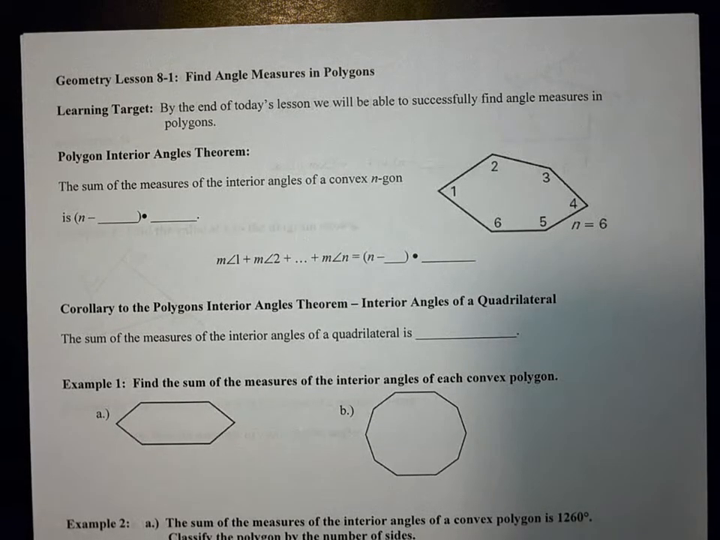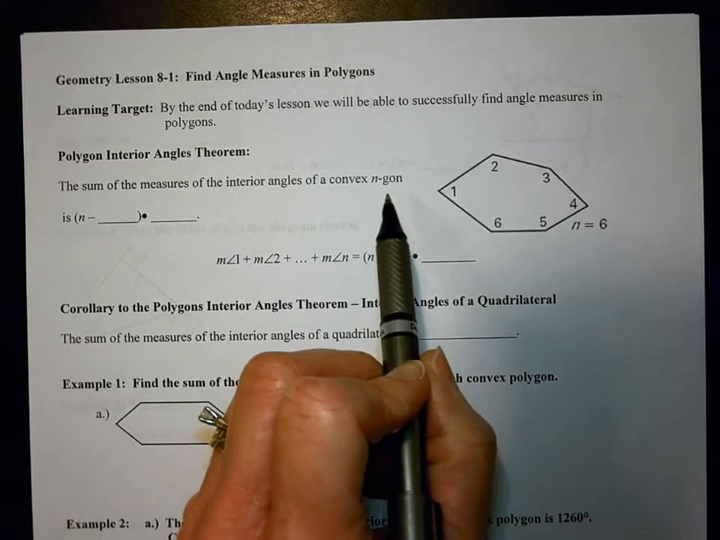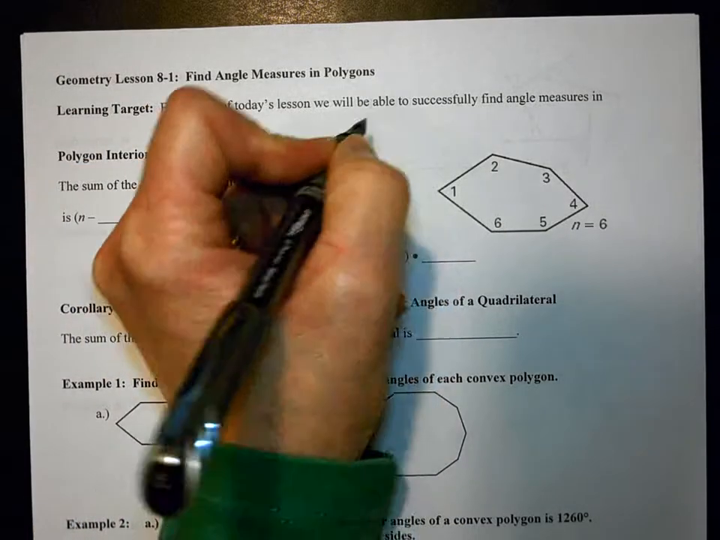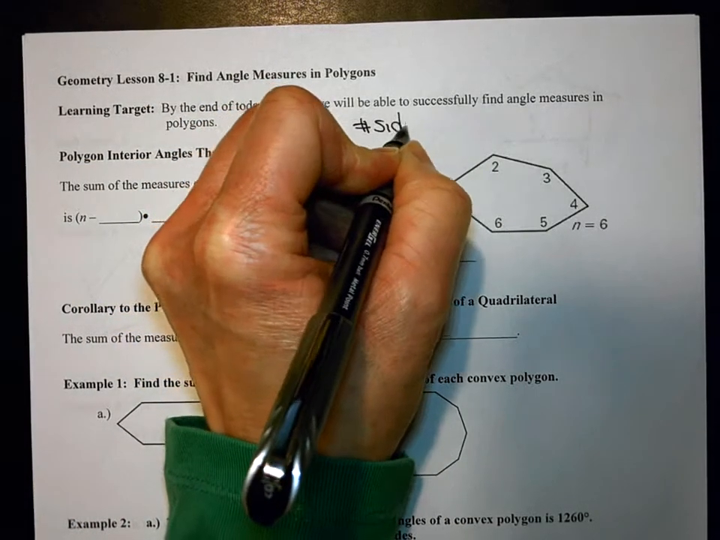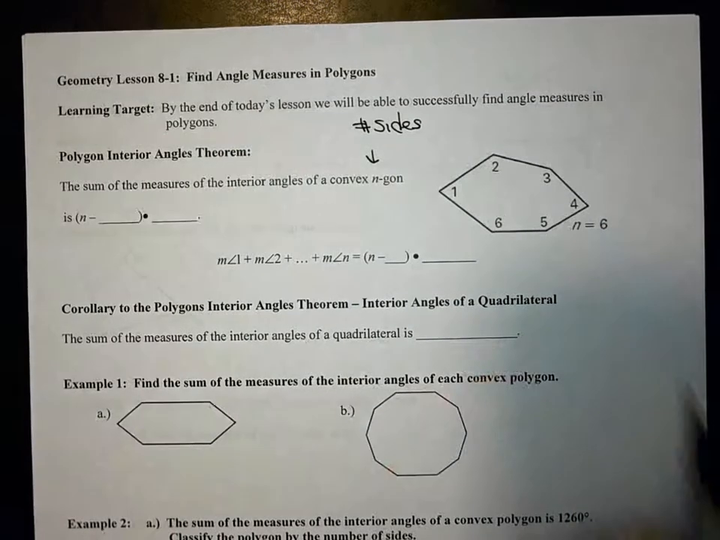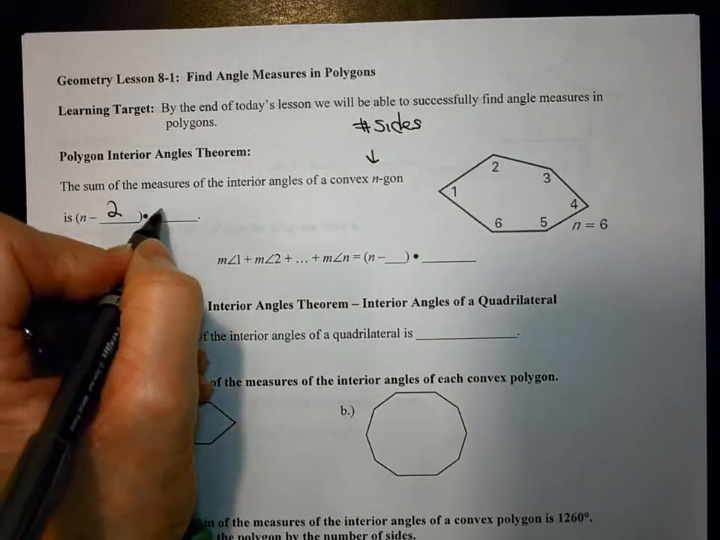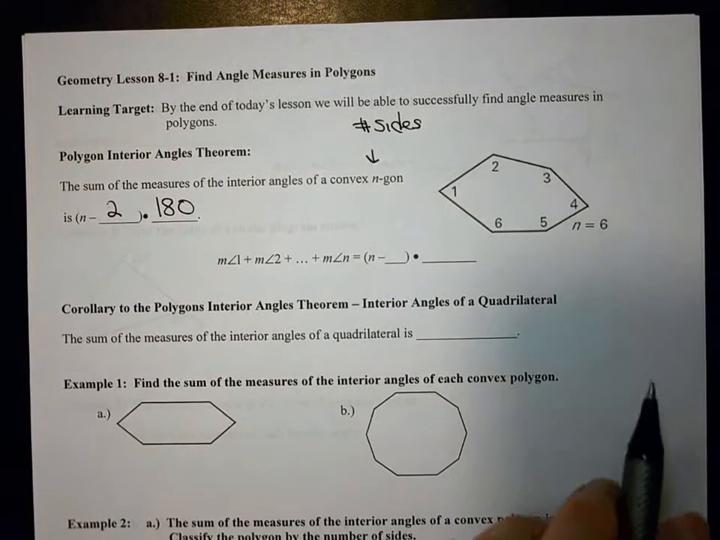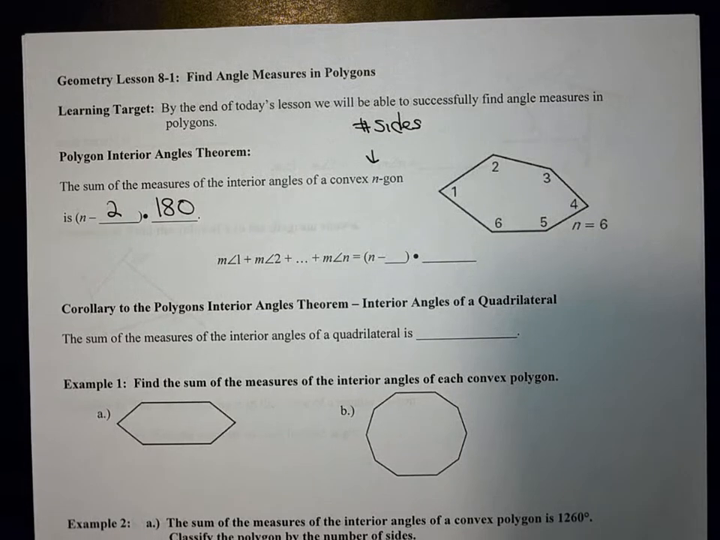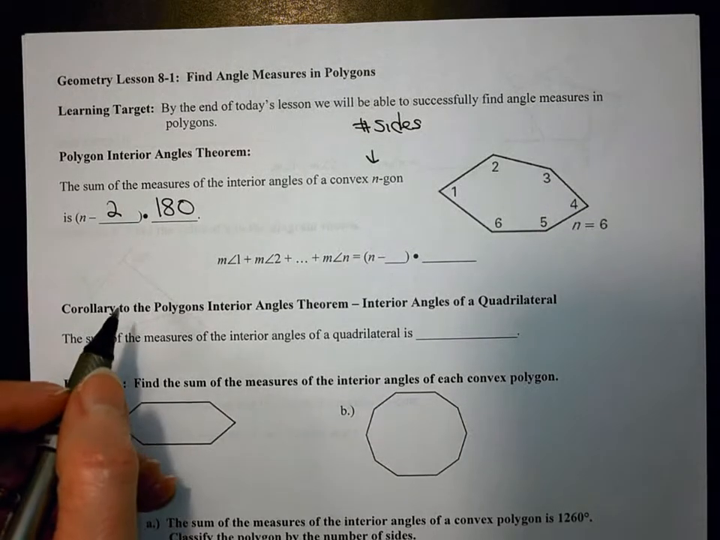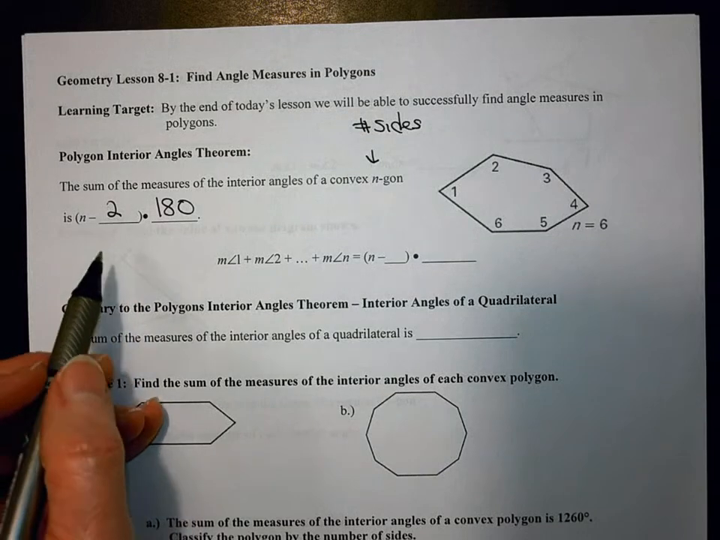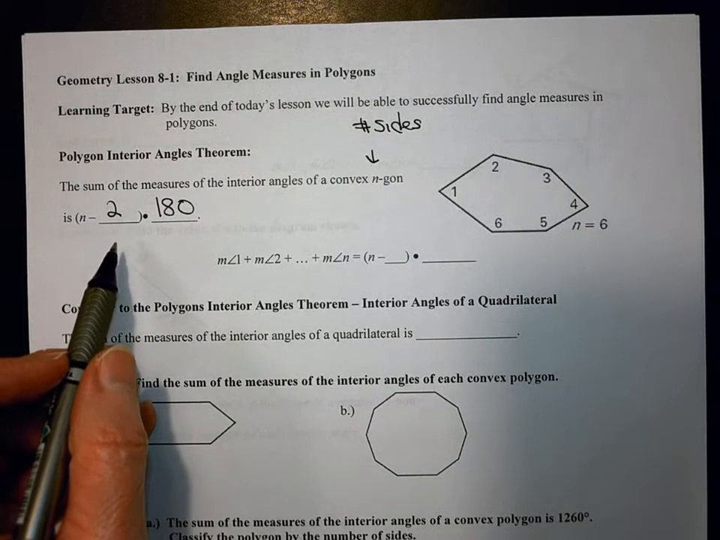So the first thing we're going to do is our polygon interior angles theorem. That just means the sum of the measures of the interior angles of a convex n-gon, and we've talked about an n-gon. That just means how many sides, so n is just the number of sides. In this case the sides are 6. So the formula is (n minus 2) times 180, and that really comes from the amount of triangles inside the picture. But I'm not going to go through the basis of the theorem. I'm just going to ask you to use (n minus 2) times 180.